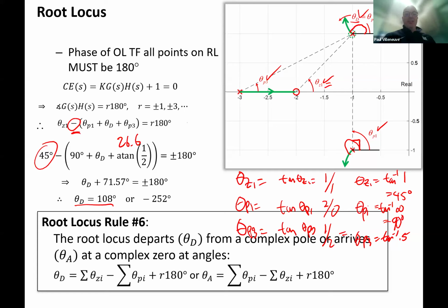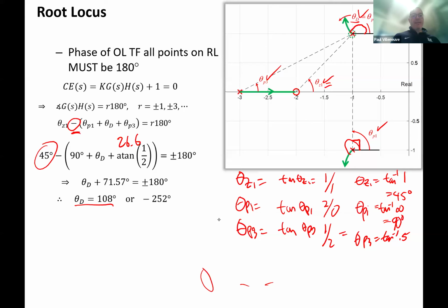And you'll notice over here, the reason why that is shown that way is because when you do the math, remember our arrival angles are arriving to a zero. So all these terms get swapped around. So it becomes theta p minus theta z. All right. If you don't necessarily see that, we can do that over here, right? We can say that if this is a departure angle, if we're trying to calculate an arrival angle, we have theta A minus our theta P's equals R times 180.